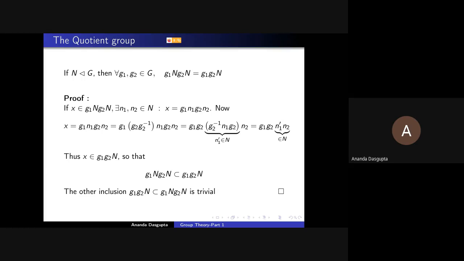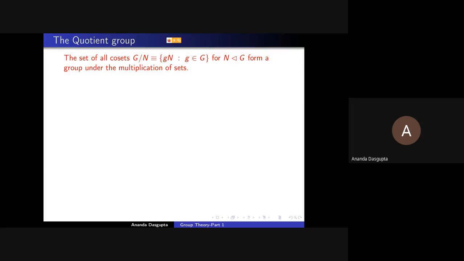Okay, let's move on to the next point. Now that we have a multiplication rule which is at least closed, that is, you multiply two cosets, you're getting a coset, do you have a group? The statement that I'm making is the set of all cosets, which is written G by N, because it's called a quotient group, that's why the by notation, and this works only when N is a normal subgroup. They form a group under the multiplication of sets. That's an assertion.